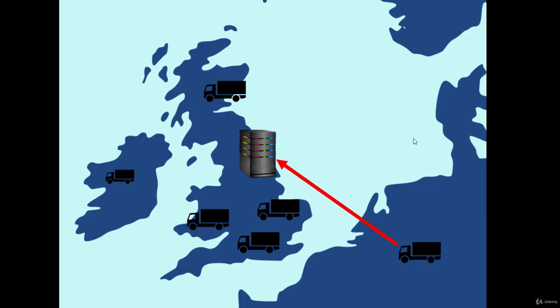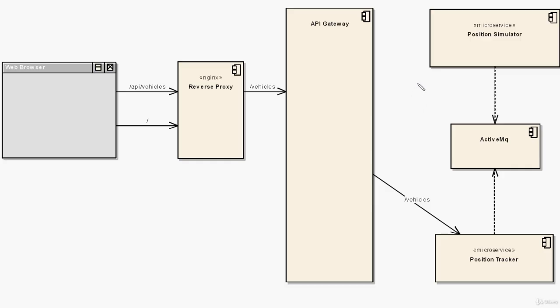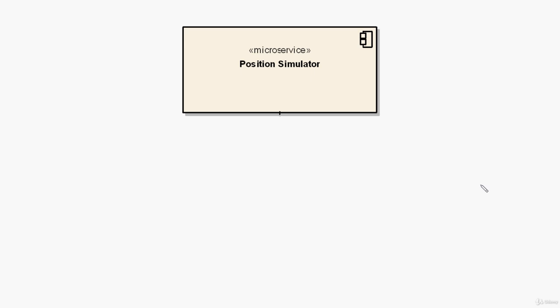Now, of course, the difficulty is we don't have any real vehicles. And that allows me to introduce you to the first of the microservices. This one here is the microservice called the Position Simulator. And as the name suggests, this microservice is going to simulate those vehicles moving around the country. It's a very simple microservice.